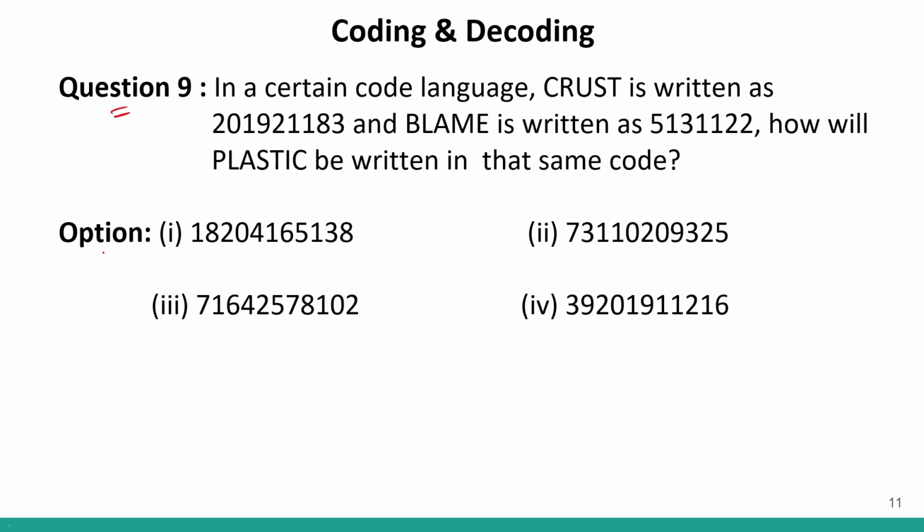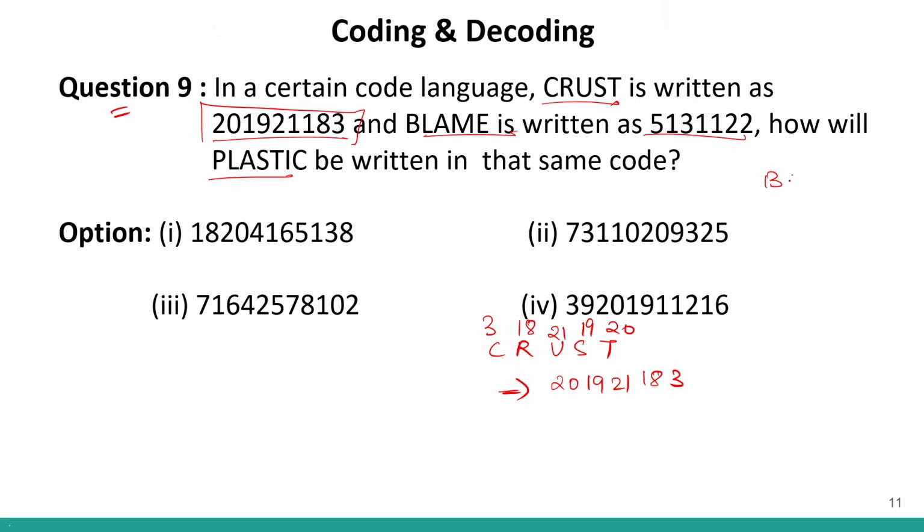Question number 9. Question number 9 says, a certain code, CRUST is written like this, BLAME is written like this. We have to find the code for PLASTIC. So CRUST, if I look at the forward ranks, this is 3, this is 18, for U it is 21, for S it is 19, and for T it is 20. If I write them in reverse order, 20, 19, 21, 18 and 3, I am getting the code, correct? This is the code. For BLAME also, let us check. For BLAME, the forward ranks are 2, 12, 1, 13, 5. And if I write them in reverse, it will be 5, 13, 1, 12 and 2, which is the code.